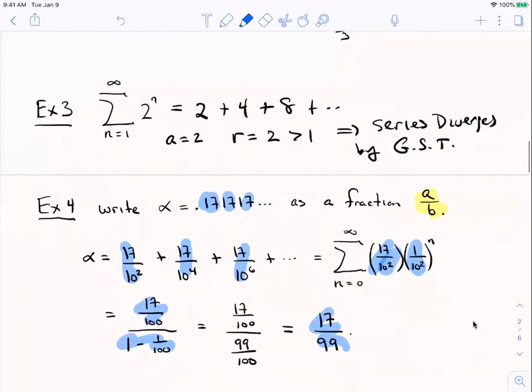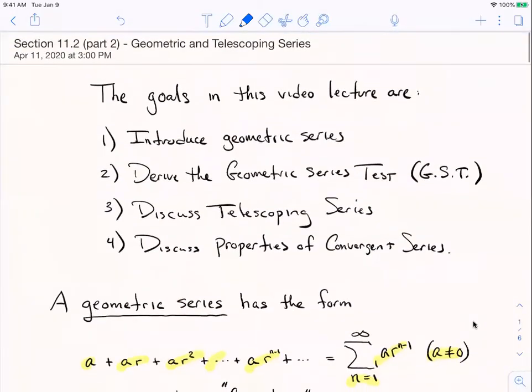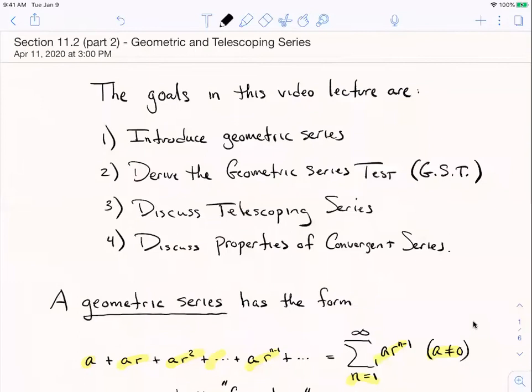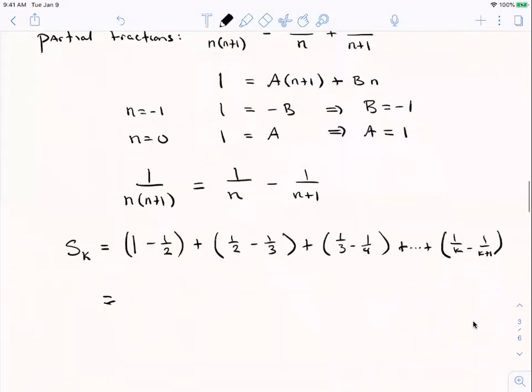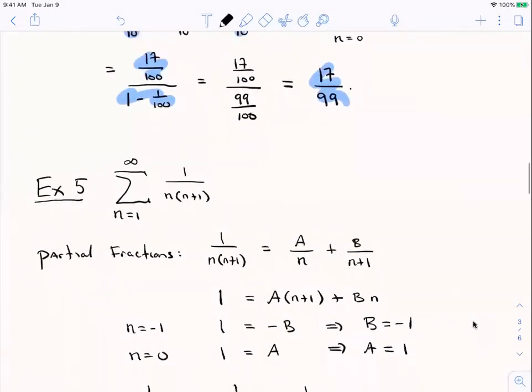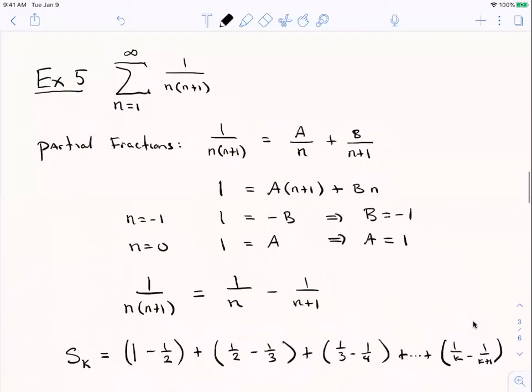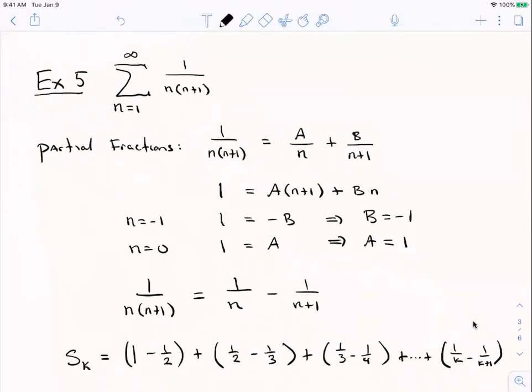Okay, so let me go back up to the top just to check for myself. Sorry about the dizzy scrolling, but we've introduced geometric series. We've got the geometric series test. Now it's time to look at something called telescoping series. Again, I kind of wrote this out ahead of time, so let me just walk you through, or you can pause if you don't want to listen to me and just walk through yourself.